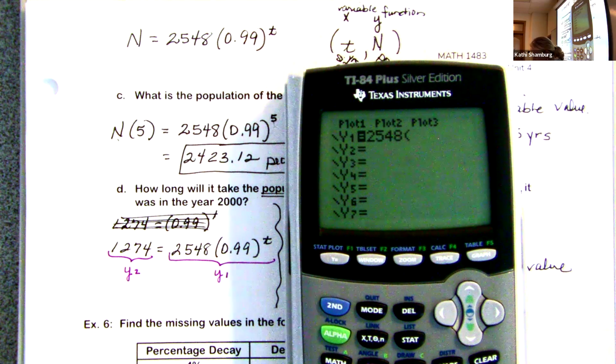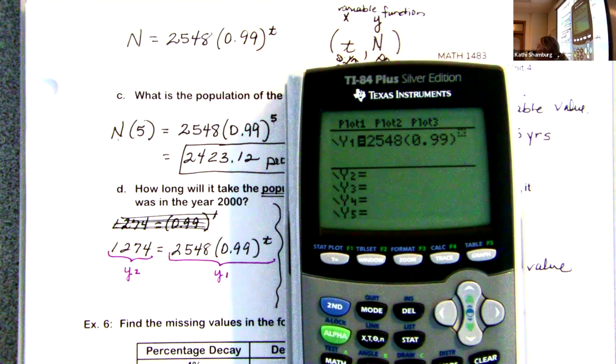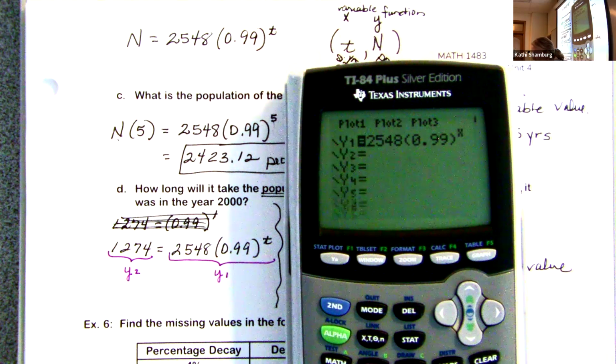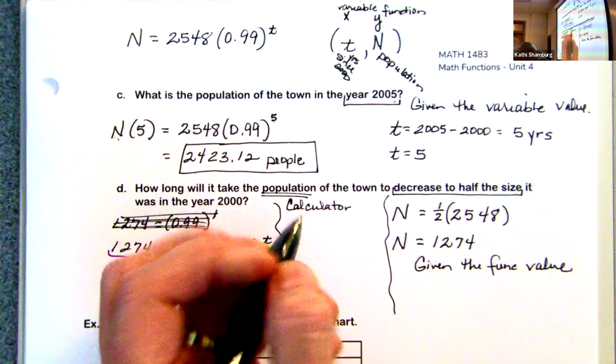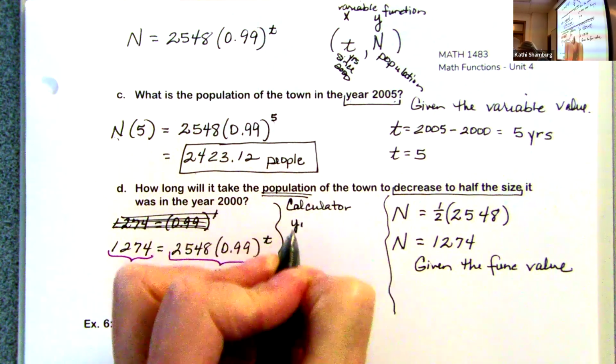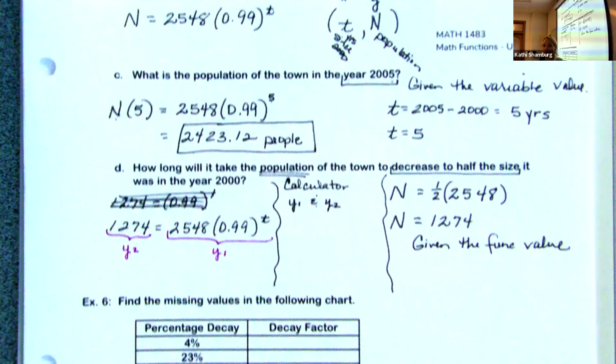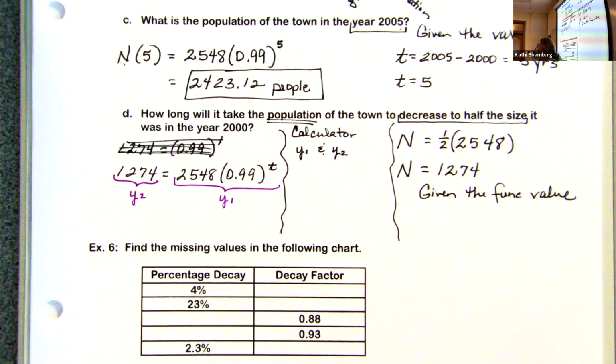Okay, so we're going to enter Y1, which is 2,548, open parentheses, 0.99, and we're going to raise that, that's that up arrow, and we don't have a T, what do we use? X. Then we're going to go to Y2 and put in 1,274. Okay, so the first thing that we did is we entered the Y1 equation and Y2. All right, so now where do I go? Not yet. We have to do one more thing first.